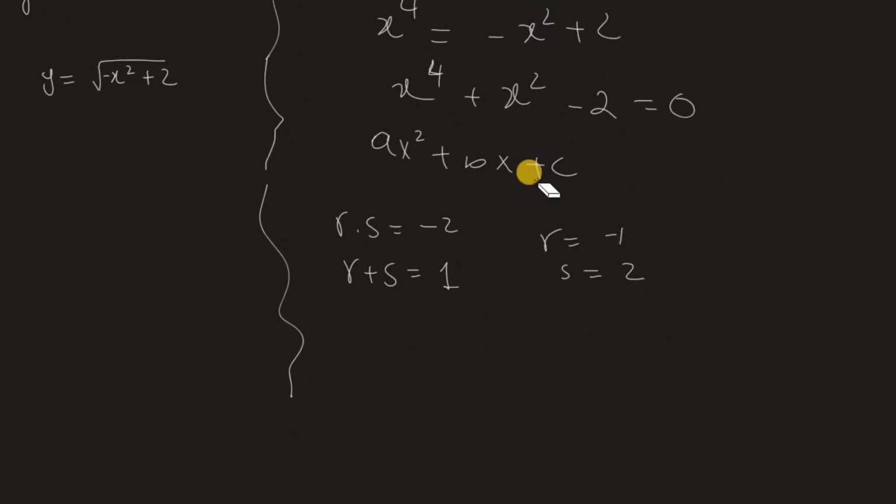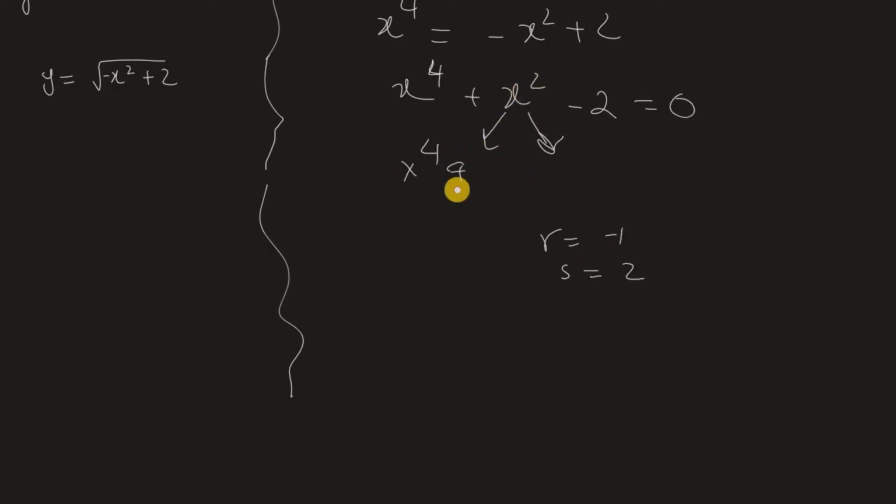So now you can expand this equation over here. Here you get x to the power of 4, and here you're going to replace this with the r that you got over here. So negative 1, so that's going to be negative x squared, and here you got positive 2, so positive 2x squared. So you just expanded this using these values. If you add negative x squared and positive 2x squared, it does give you 1x squared, right?